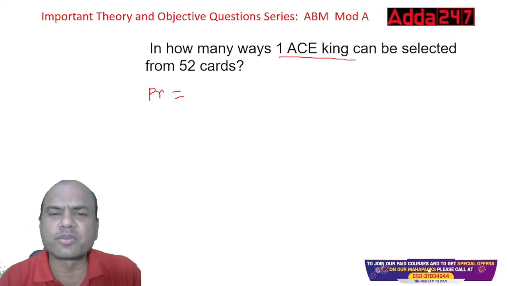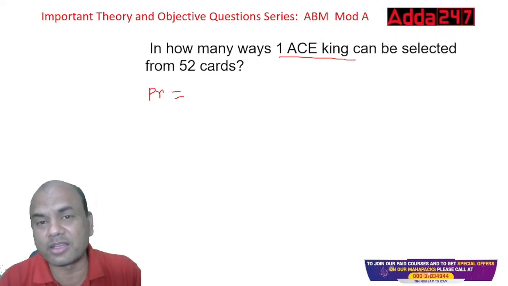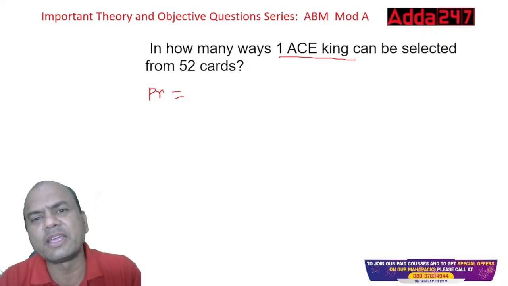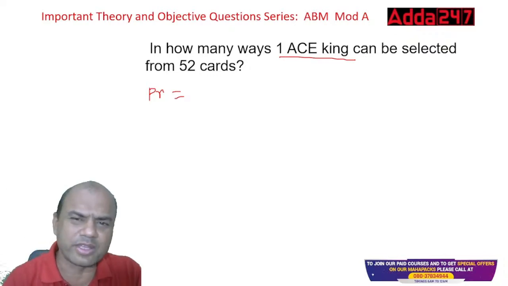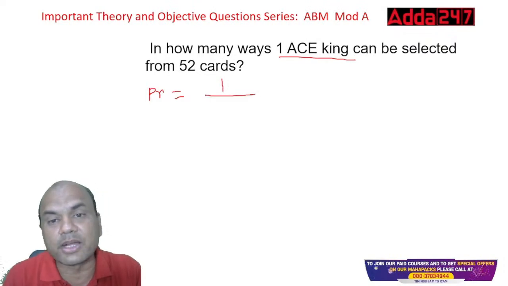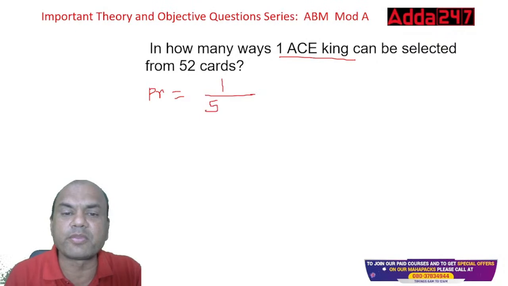And the last one is what? We call it Kilvar in our Hindi language, right? Those are the 4 types of cards. So how many ace kings are there? There's only one ace king. Kings are 4, but the ace king is only 1. And what is the total number of cards? Total is 52. So 1 by 52 is your answer.